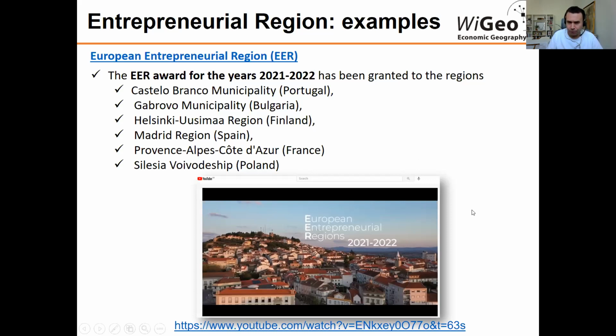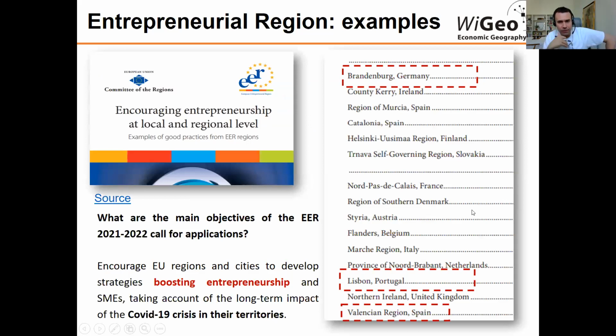A couple of examples. Here I will point out three randomly. Well, not necessarily randomly, but the idea was to illustrate these different vectors of an entrepreneurial region. But first, to understand the definition of the entrepreneurial region within the European Union, we have to explore a little bit the guidelines of this award, of the process of applying for the entrepreneurial region of the year. And in this specifically, there is one call open at the moment, and summarizing the various pages of the guidelines, the intention is to boost entrepreneurship.